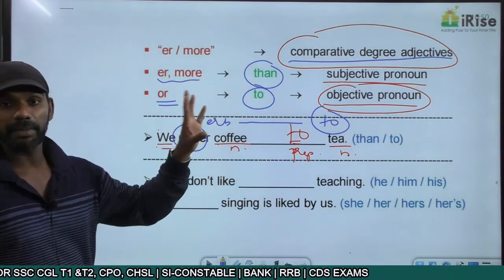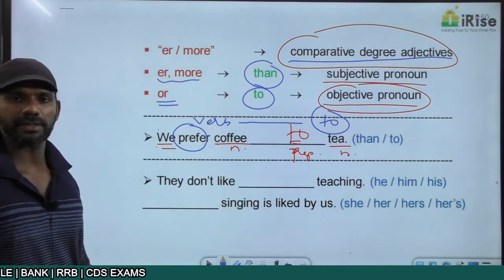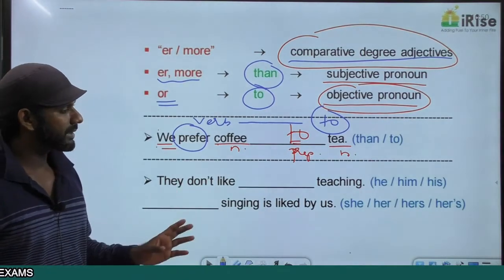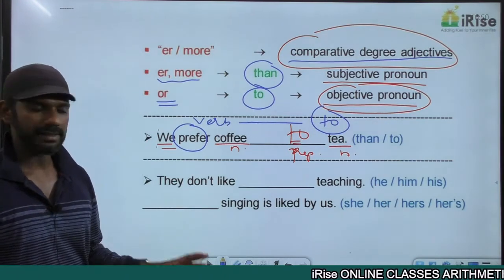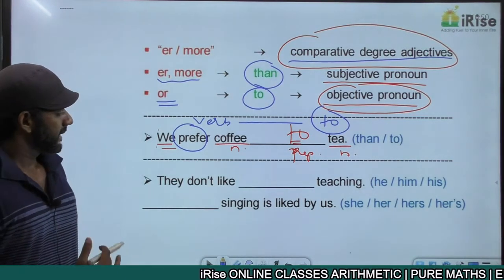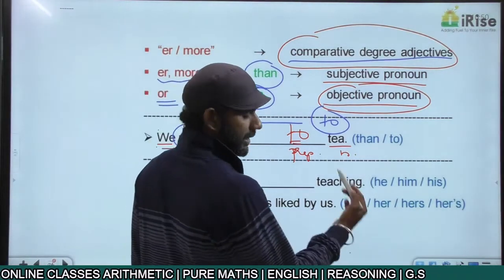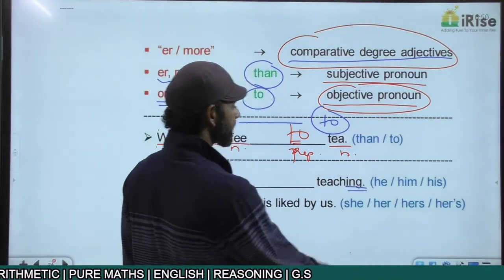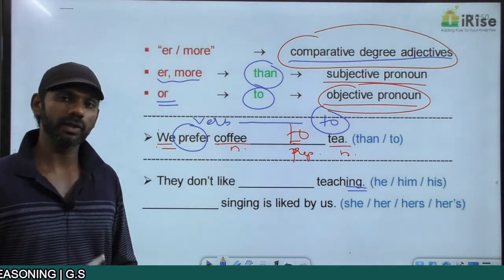This rule is regarding comparative degree adjectives. Getting it? Come to these statements. They don't like dash teaching. Dash singing is liked by us. Come to the first one. They don't like dash teaching. Options are he, him, his. Teaching is an ing word. In this sentence, teaching is a noun or a verb?